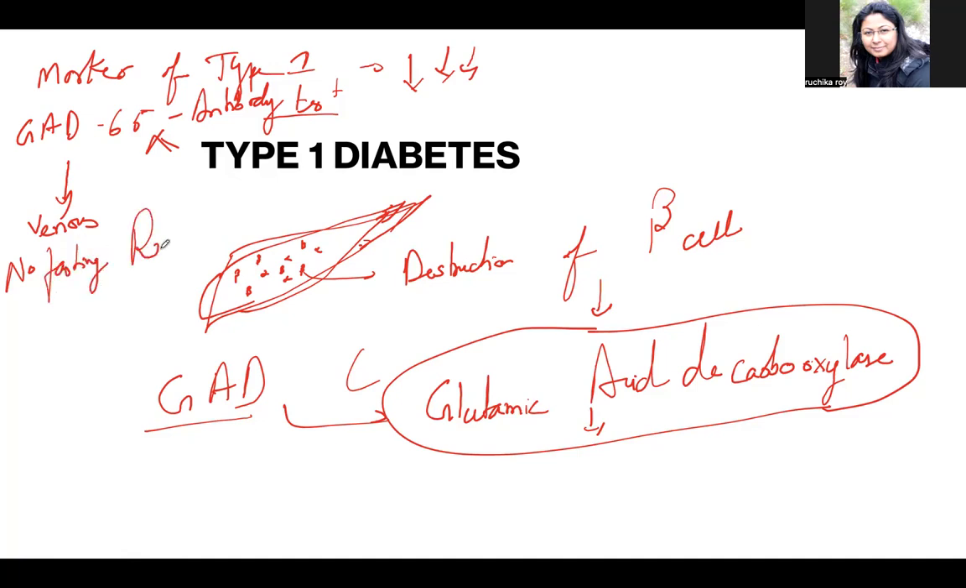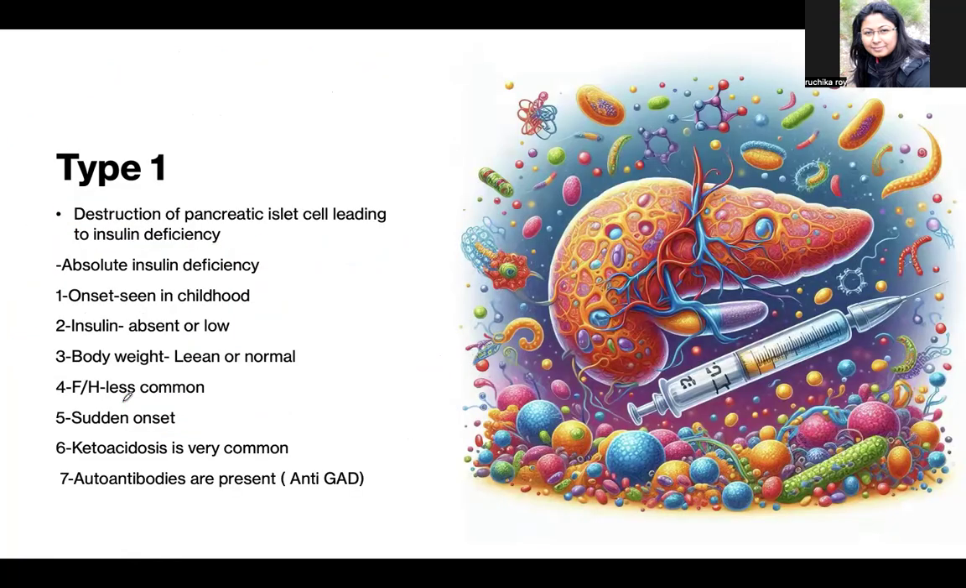The second test is known as C peptide. In type 1 diabetes, the C peptide is also decreased. So these are two investigations you should do to know whether it is type 1 diabetes or type 2 diabetes.